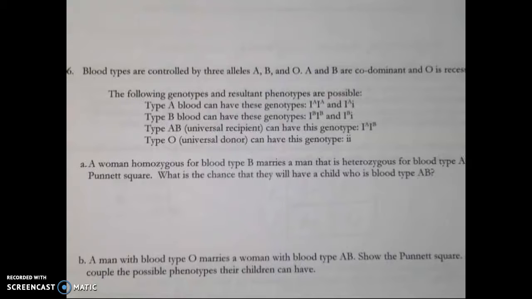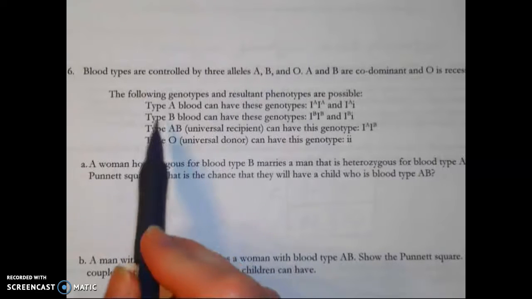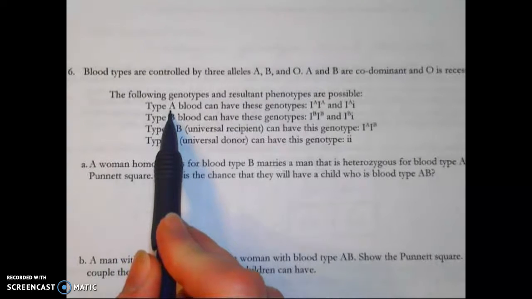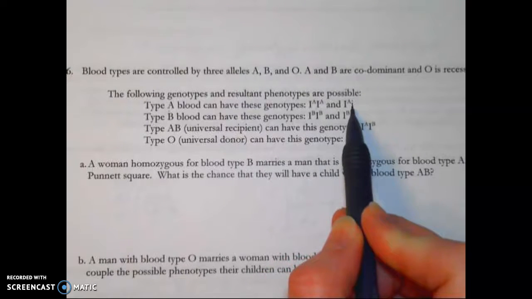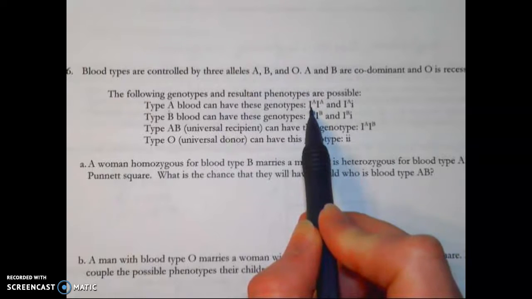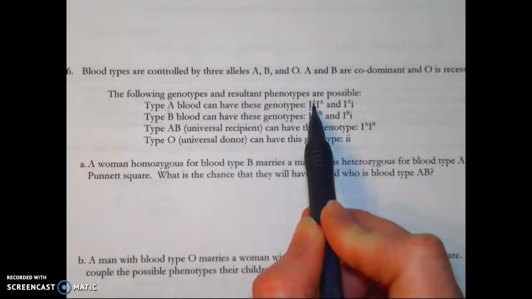When we do Punnett squares with blood type, we don't actually use A, B, and O. You might see a few examples where the letters A, B, and O are used, but we actually use a capital letter I to represent dominant and a lowercase i to represent recessive. Since we have two dominants, we have to have superscripts that look like an exponent. For an individual who has blood type A, their genotype could be I^A I^A or I^A i. Remember that A is dominant, so we have a capital letter I, and then the superscript A to represent type A.